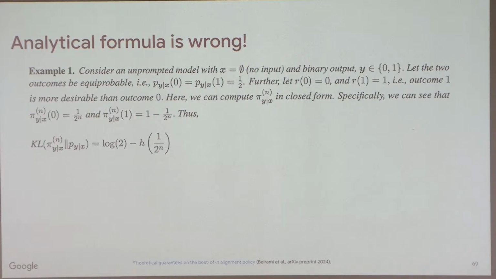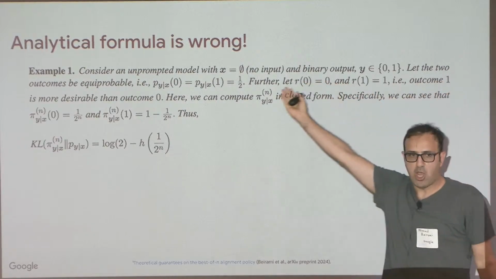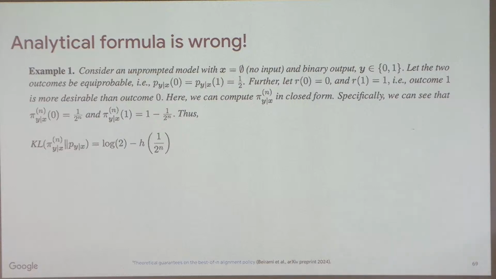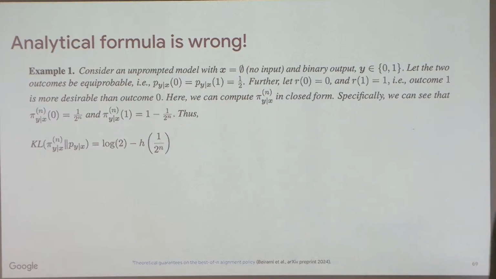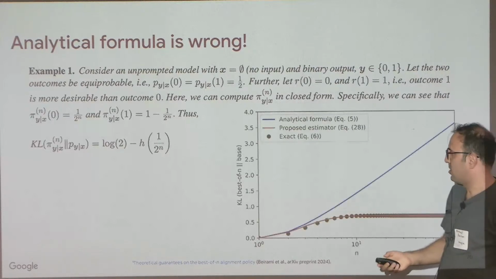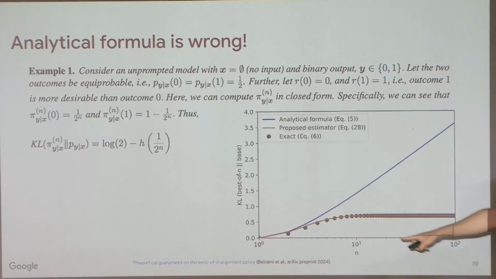So we can actually now do a simpler language model. This is just a binary language model, 0 and 1. And 1 is going to be the preferred outcome. So 1 gets a reward of 1. 0 gets a reward of 0. We can compute in closed form what the best of n distribution is going to be. And we can actually compute the KL divergence in closed form. And then we can plot it. And this is the KL divergence that you get. And this is what the formula is going to tell you. And basically, there is a gap between the two.